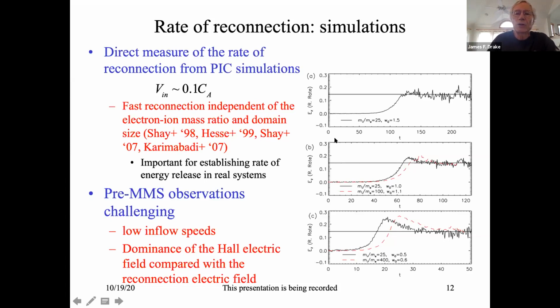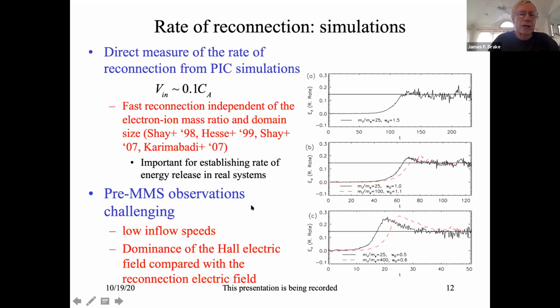And here's just a result from the Shay 2007 paper showing the rate of reconnection versus time. This is for a mass ratio of 25, and you notice what the rate is. Here's the mass ratio of 25 and 100, showing they're about the same. And then 400 and 25 comparing, it's pretty much the same. And there's no system size dependence either. So the simulations reveal fast reconnection.